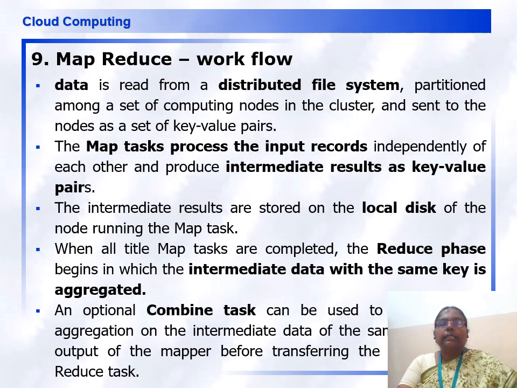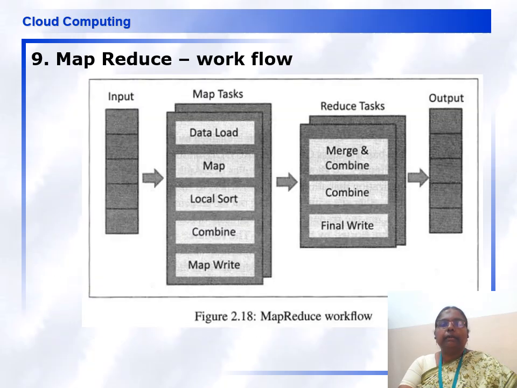So the data is read from a distributed file system, partitioned among a set of computing nodes in the cluster, and sent to the nodes as a set of key value pairs. The map tasks process the input records independently of each other and produce intermediate results as key value pairs, which are stored on the local disk. And then finally we need to combine the tasks to perform the final aggregated value.